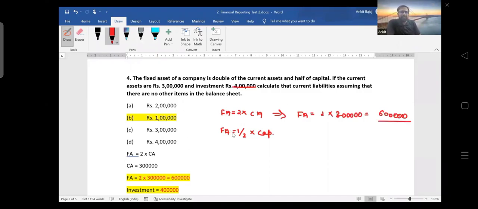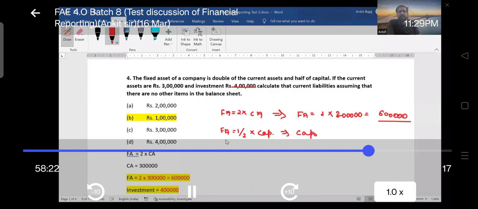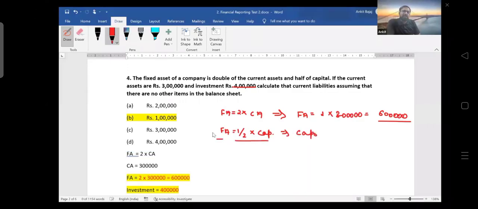Now, fixed asset is half of capital, right? So what is going to be the value of capital? If fixed asset is half of capital, it shows that capital is double of fixed asset. How will it come to double of fixed asset? If fixed asset is half of capital, and I shift it, what will it become? Fixed asset into 2/1 is equal to capital, right? So fixed asset is 6 lakh. So the amount of capital is going to be 2 into 6 lakh, that is 12 lakh rupees, right?